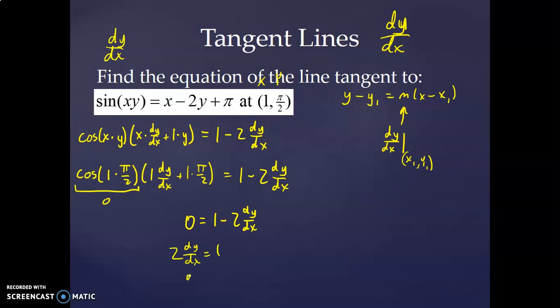To find dy/dx, it is 1/2. Now this is not all the time. The slope is not always 1/2. It's 1/2 at that point, so at the point (1, pi over 2). So when I write my final answer to this equation, I'm just going to use point-slope form. So y minus y1, which is pi over 2, equals my slope, 1/2, times x minus 1.